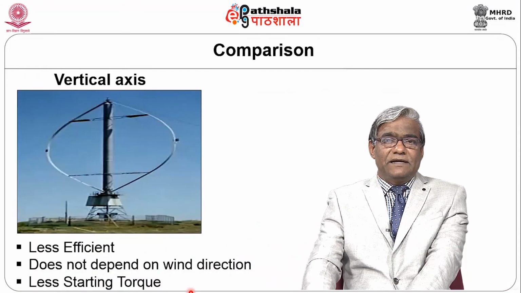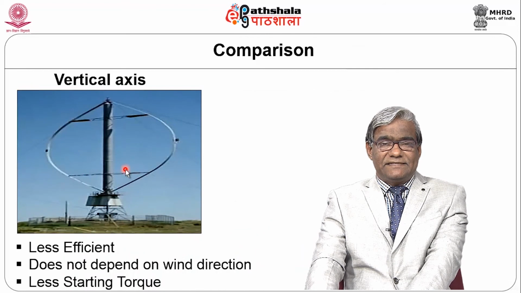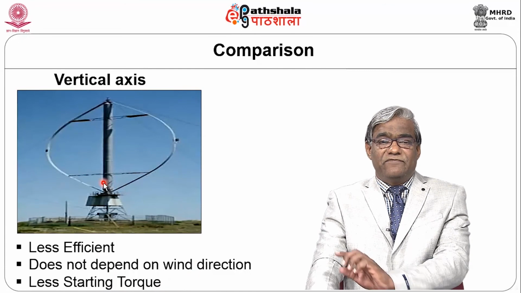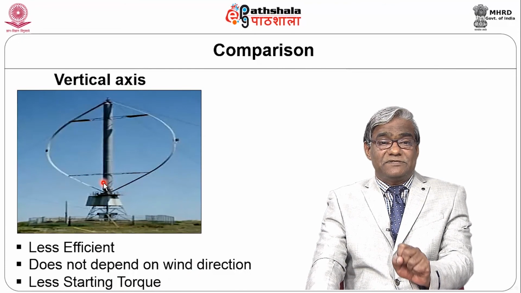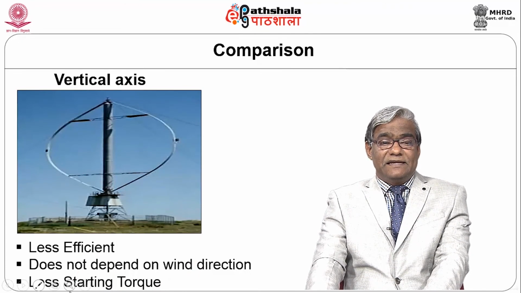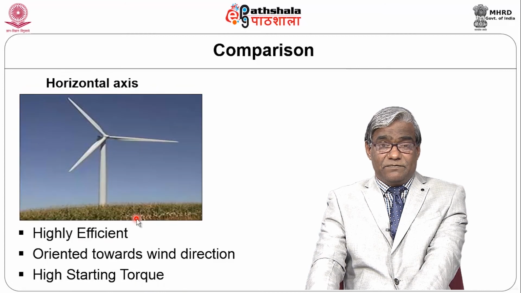And this is a little comparison between the vertical axis and horizontal axis wind turbine. The vertical axis turbine is less efficient when compared with the horizontal axis, and it does not depend on wind direction. The wind may come from any direction, and it accepts the wind velocity. It needs less starting torque, and these are the main aspects of the vertical axis wind turbine.